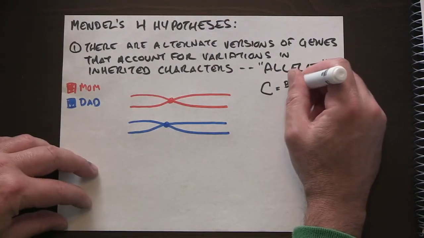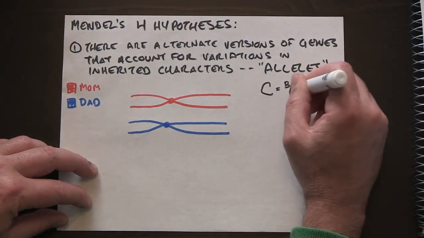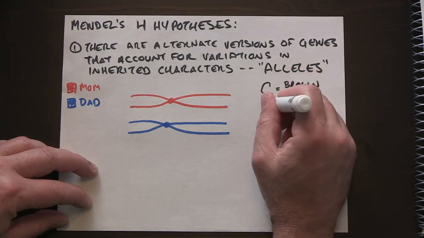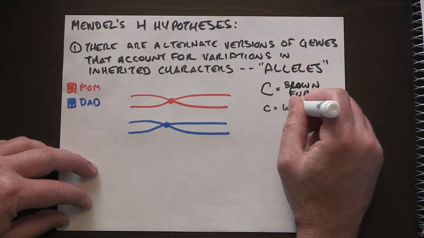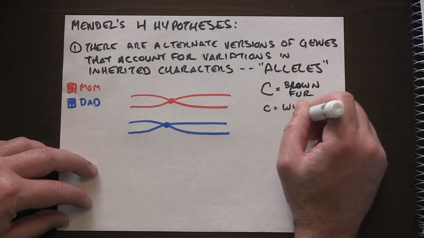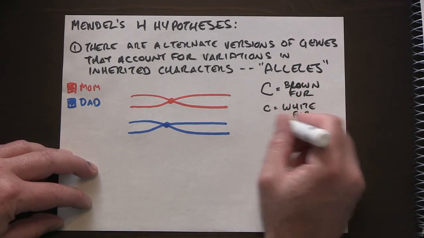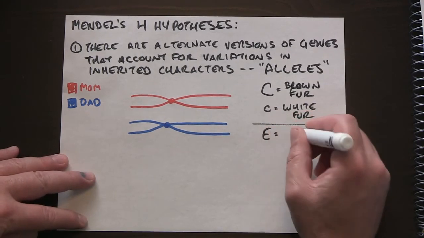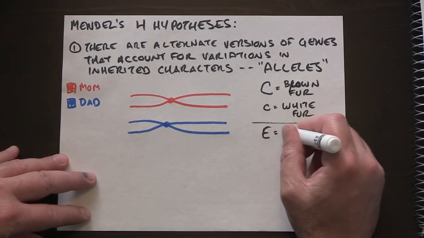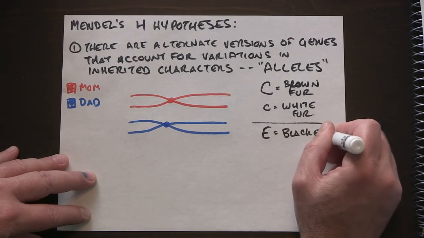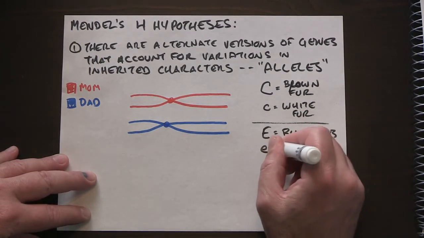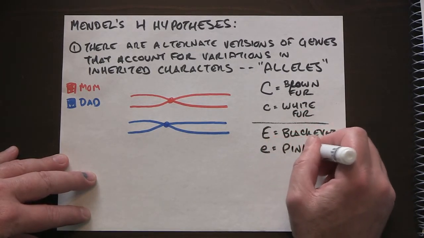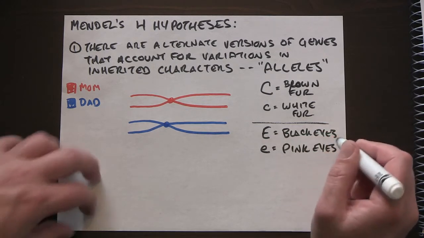Brown, sorry. And little c was white fur. And then we were also looking at the eye color. And we said that big E is going to be black eyes, and little e meant you had pink eyes.